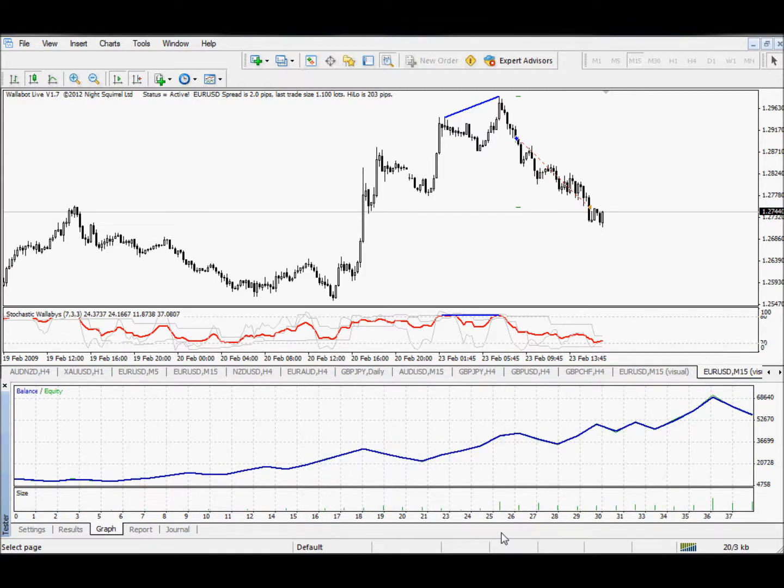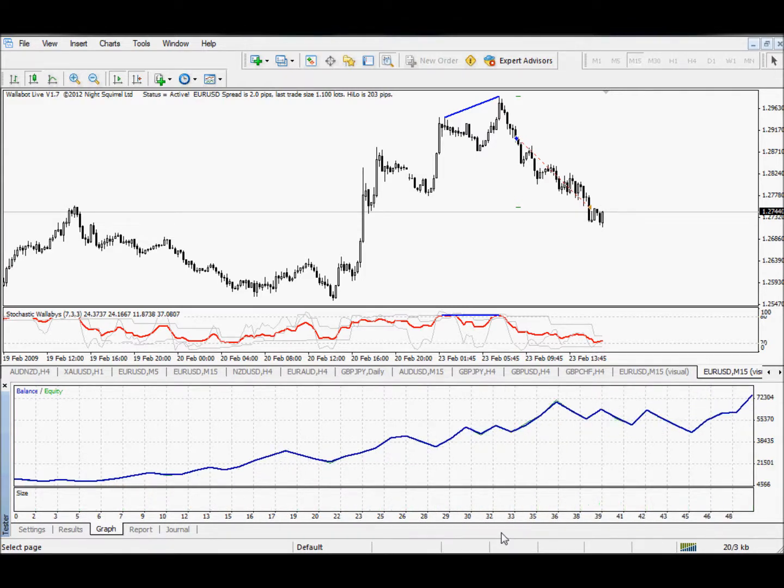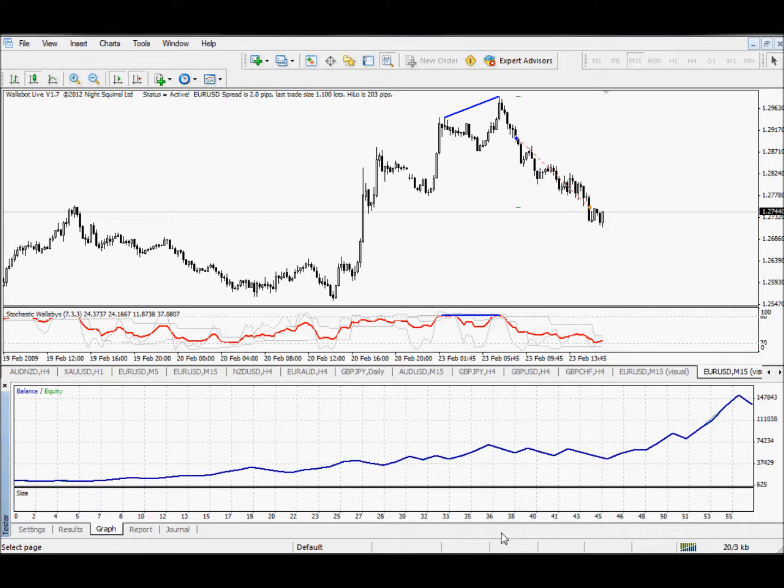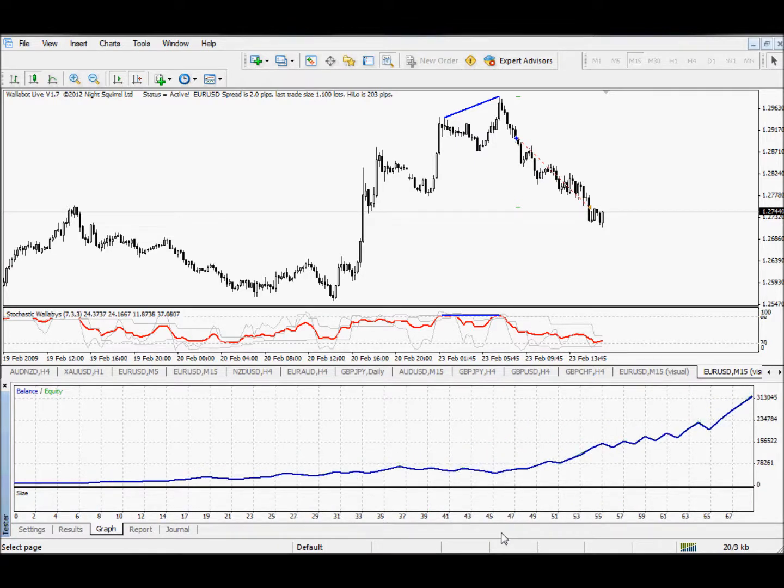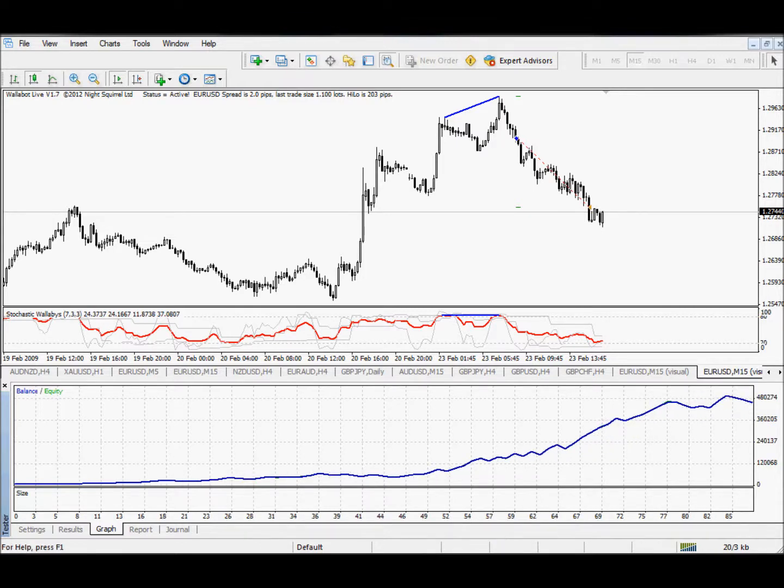The clear risk of running any EA risking 10% per trade is it doesn't take very many losers in a row to wipe your account out. So this is really only an experiment to see what would happen if we did it. I'm just going to pause this recording until we get to the end of this backtesting.